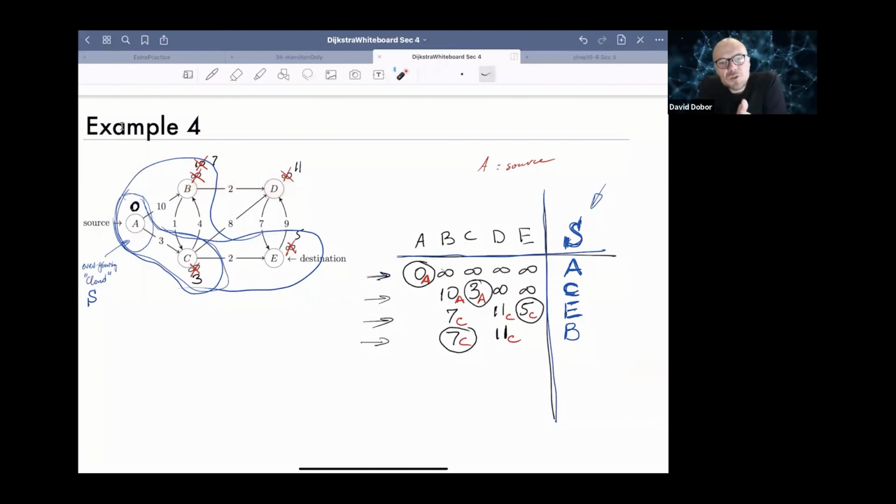And that's at an additional cost of 2. That hop itself is at an additional cost of 2. Well, the cost of getting to B was 7. 7 plus 2 is going to make 9. So I erase my 11 and place a 9 there. So I say that now I have a better way of reaching that from B.